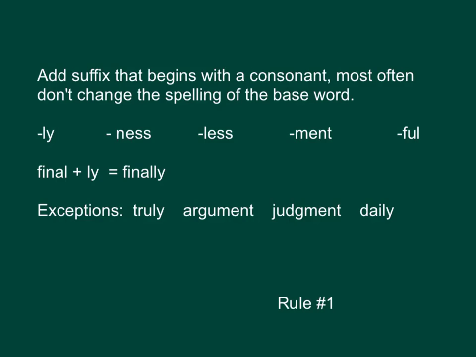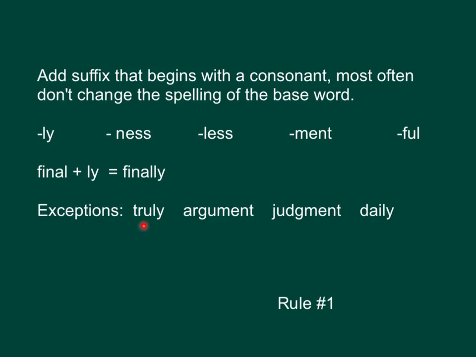Here are some examples. So we're taking a suffix that begins with a consonant, so ly begins with an L, N, L, M, and F. See how that works? And if we add it to a word like final, we're just going to add the suffix, finally. None of these other ones work with final, but not all suffixes can be added to all words. Beautiful. Now there are some exceptions.